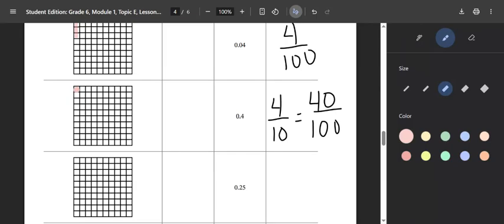So this right here is 10 of them, 20 of them, 30, and then 40.